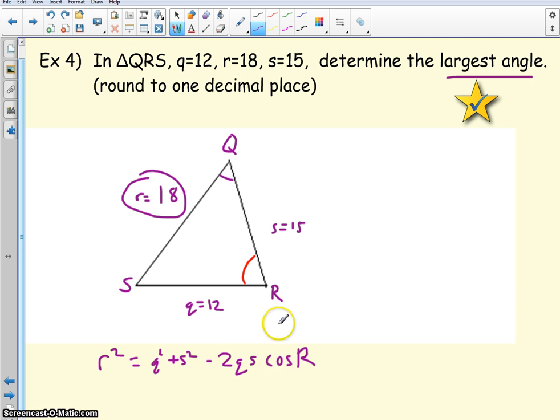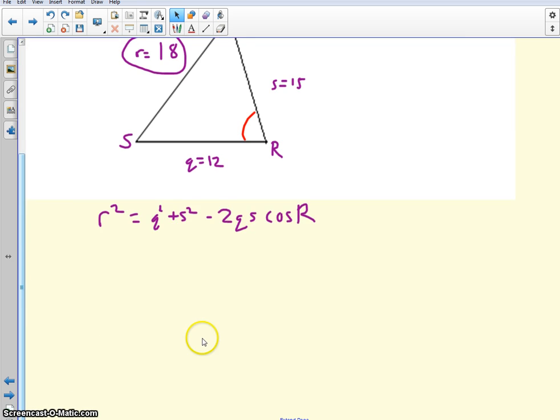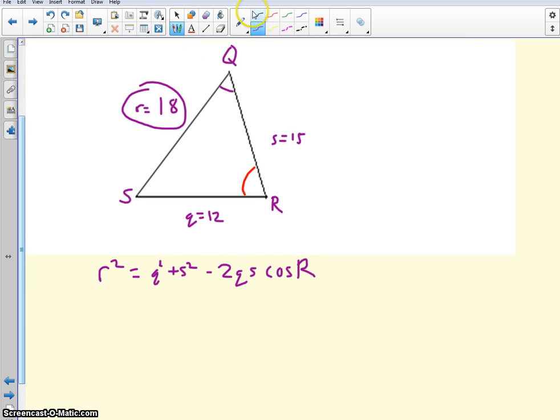Now you'll notice here that our unknown is way over here inside the cosine on the right side of the equation. So there's going to be a lot of algebra that needs to be done to get to our final answer, but first things first, let's just put in the values we know from the triangle. So R is 18, Q is 12, S is 15, and let's just simplify this as much as we can. Again, we've got a lot of algebra to do to get to this final answer, so let's just make things easier on ourselves.